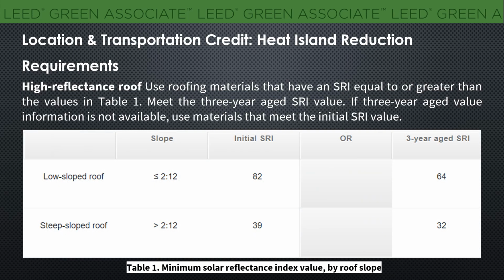For roofs, use roofing material that has an SRI equal to or greater than the values in the table below. Meet the 3-year aged SRI value, or if the 3-year aged value information is not available, use materials that meet the initial SRI value. In the table, low sloped roof and steep sloped roof initial and 3-year aged SRIs are given. Please note that.